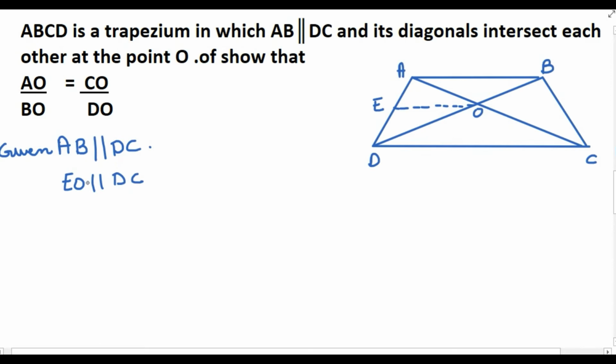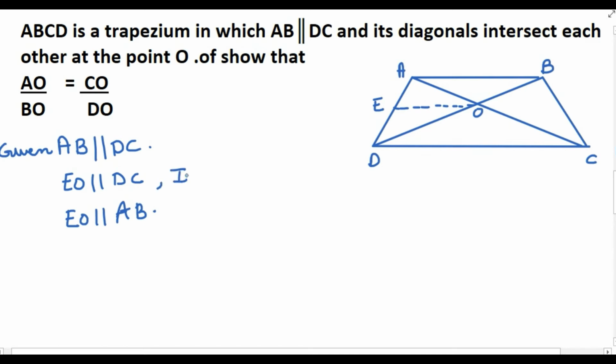Now AB is parallel to DC, EO is also parallel to DC, that means I can write EO is parallel to AB. Two lines parallel to the same line are parallel to each other. So EO is parallel to AB. Now I am going to take these two conditions. First, EO is parallel to DC.